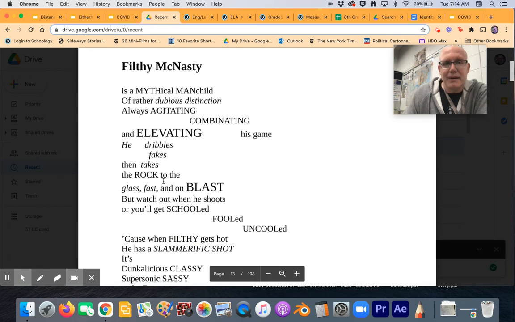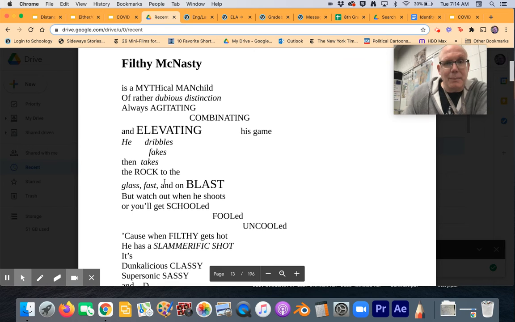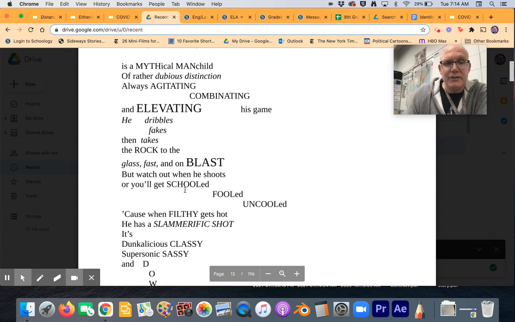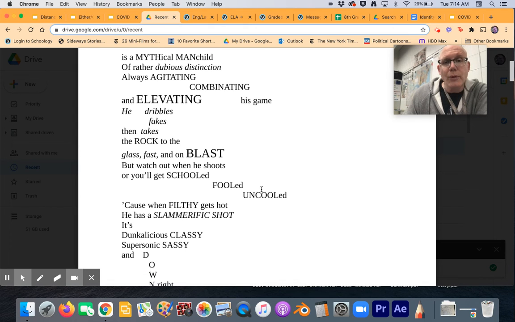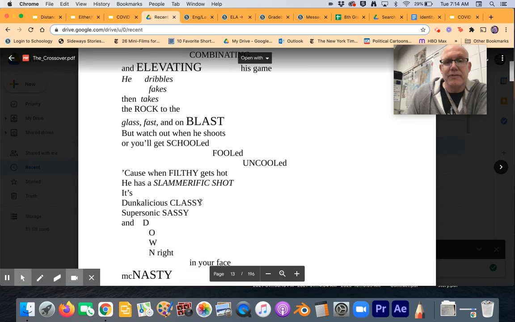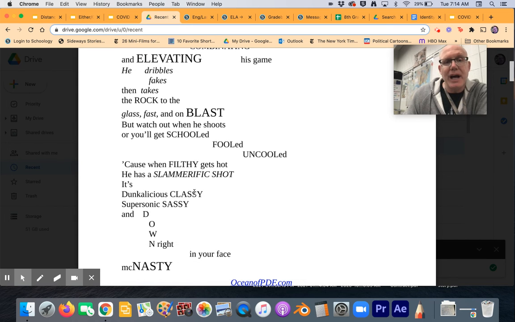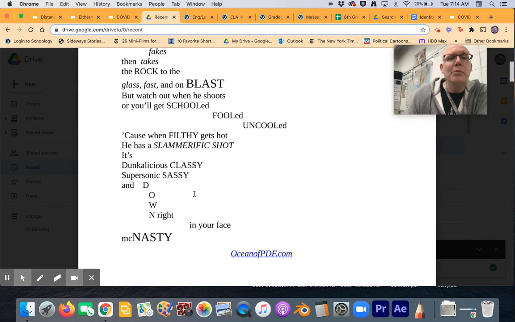Filthy McNasty is a mythical man-child of rather dubious distinction, always agitating, combinating, and elevating his game. He dribbles, fakes, then takes a rock to the glass fast and on the blast. But watch out when he shoots, or you'll get schooled, fooled, uncooled. Because when Filthy gets hot, he has a slammerific shot. It's dunkalicious classy, supersonic sassy, and down, right in your face, McNasty.